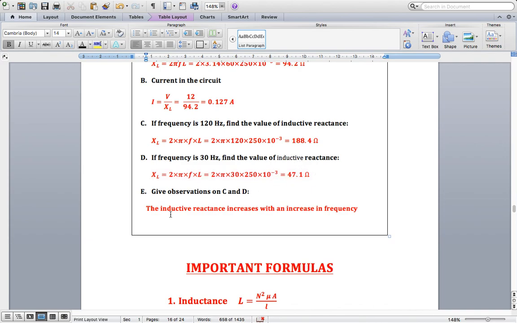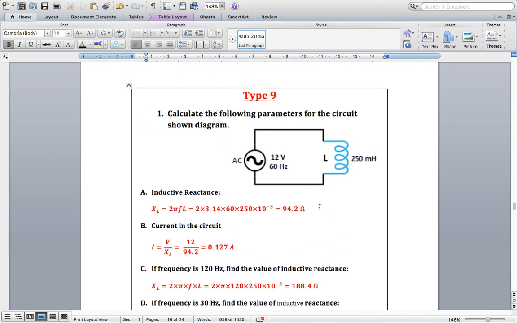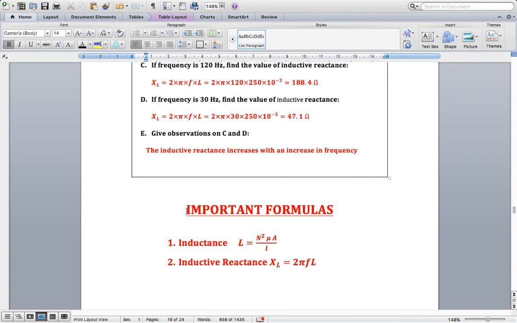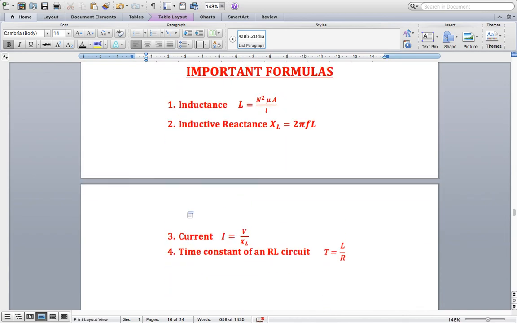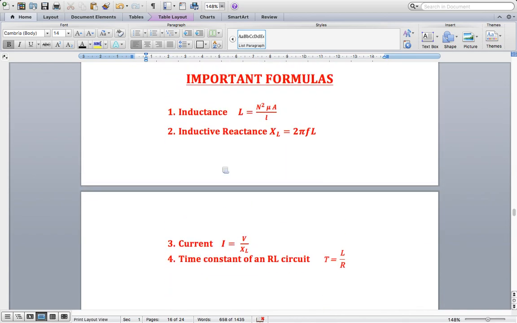So what did you observe? You observe that inductive reactance increases with increase in frequency. Why? Because they are directly proportional. Okay, so this is the point. That's all from this chapter, chapter 4, which is inductance. These are the important formulas you have to keep in mind.